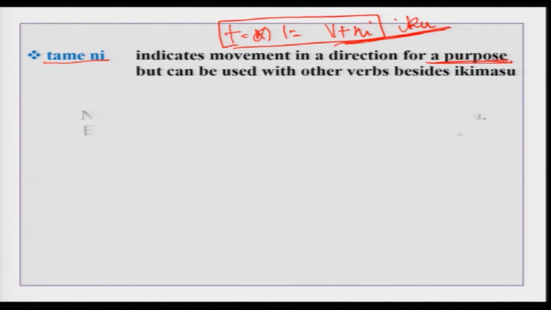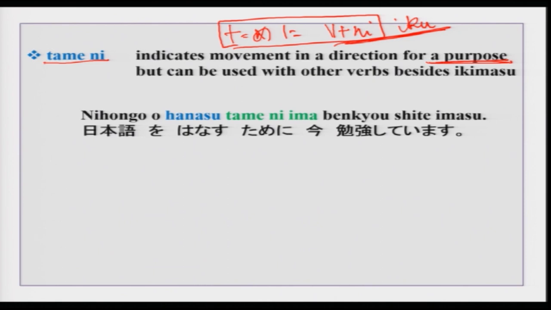How is that done? Nihongo o hanasu tameni, for the purpose of speaking Japanese, benkyo o shite imasu. I am studying Japanese. So now tameni will take the plain form of verb. Please remember this always. Whenever you are using tameni, then the verb will be in plain form. And you can use any other verb besides ikimasu.